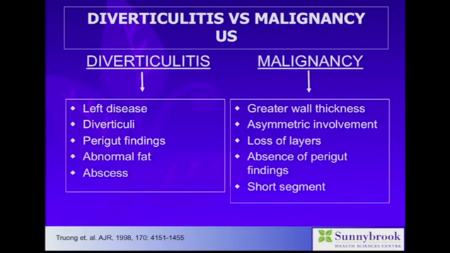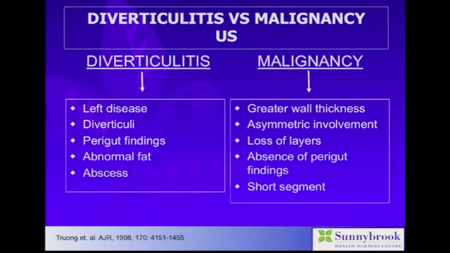Malignancy, on the other hand, has greater wall thickness. It's often asymmetrically involved, so even circumferential tumors will often cause thickening more so on one side of the bowel than the other, and the bowel wall layers are lost. And this is a point that I've emphasized before, that when the bowel wall layers are lost, the possibility of malignancy needs to go through our minds.